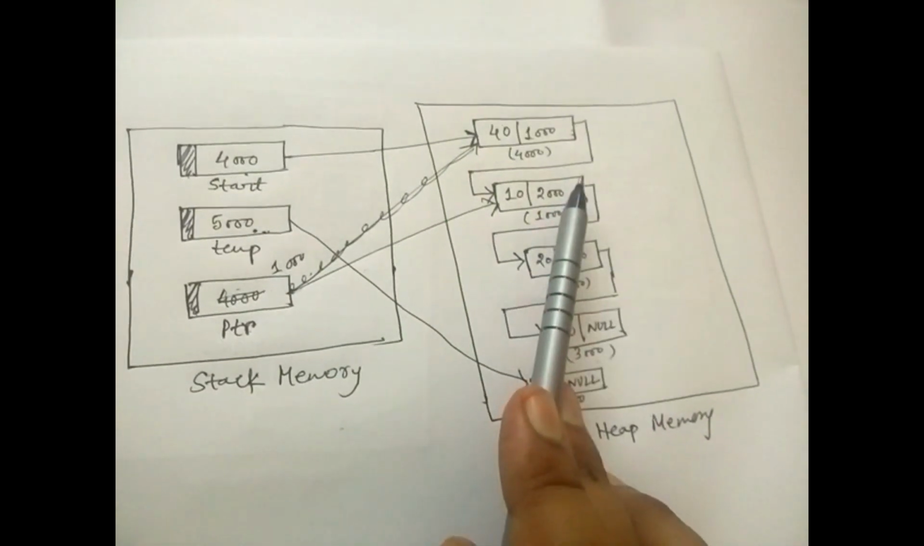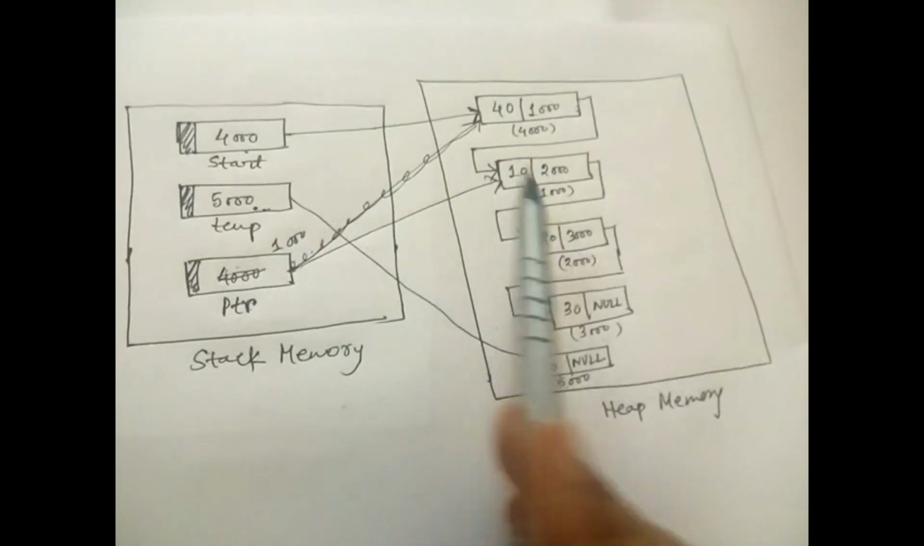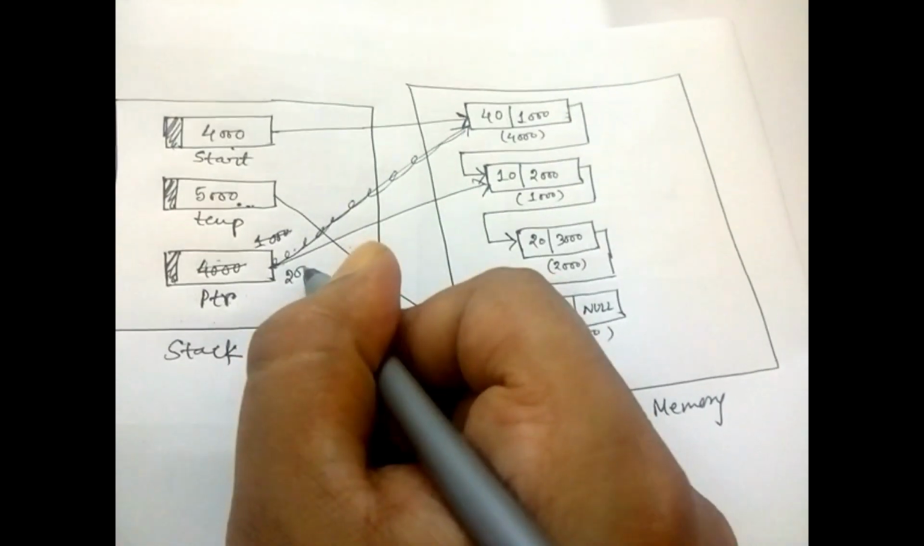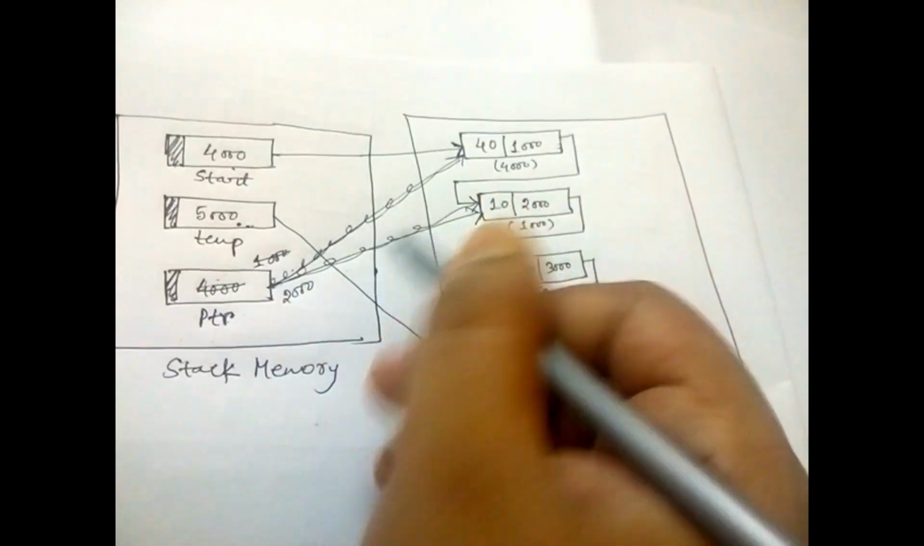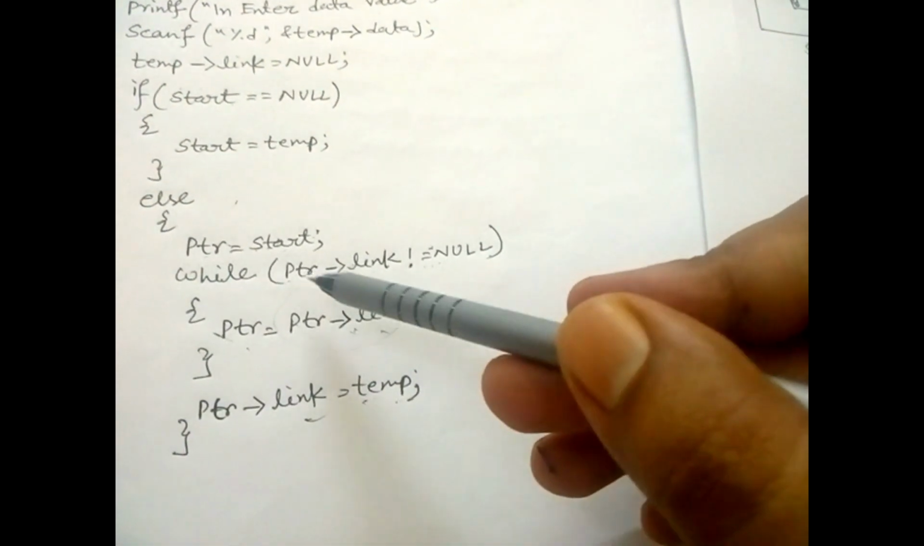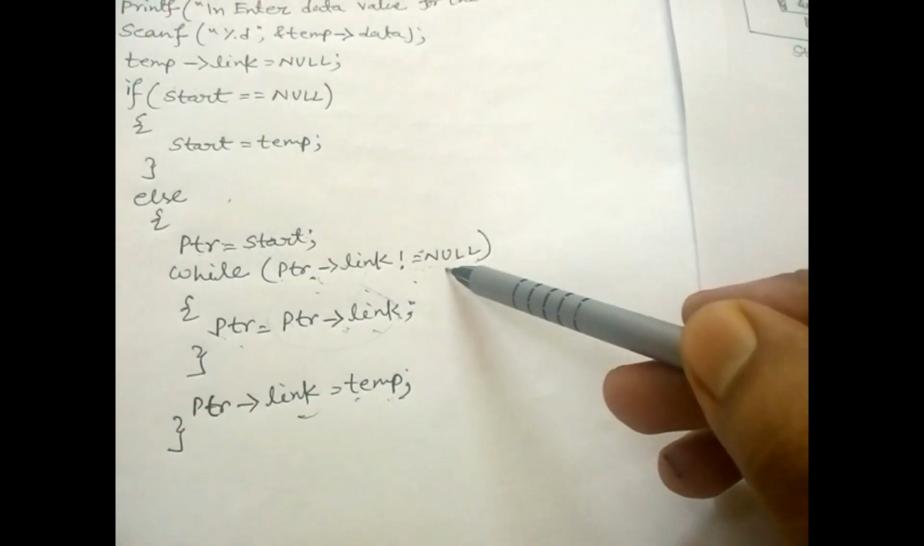Value of ptr arrow link is 2000. Okay, so 2000 is assigned into ptr. Now again update the value: 2000. Now again ptr points here. Okay, again go to the while statement and check ptr arrow link not equal to null.